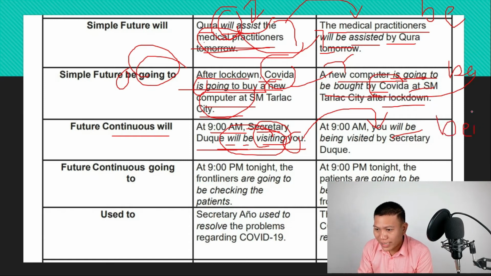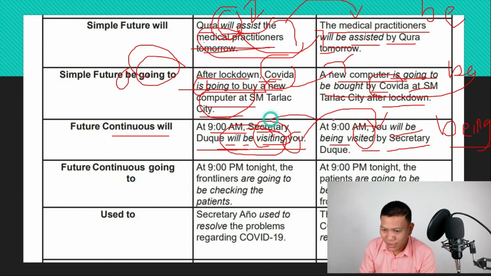So a while ago we added be. Now we will add being. Will be being visited, past participle form, by Secretary Duque. Okay? Becomes the object. Clear? Next, future continuous going to. A while ago it's will.